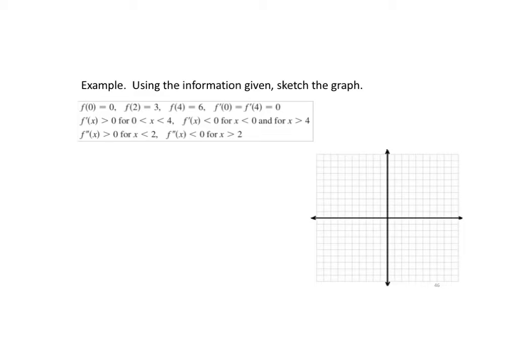We have the point 0, 0, the point 2, 3, and the point 4, 6. I'm going to try to make this graph easier to read, and I'll make this 1, 2, 3, 4, and then 1, 2, 3, 4, 5, and then a y value of 6 would be about there. So we have the point 0, 0, 2, 3, and 4, 6.